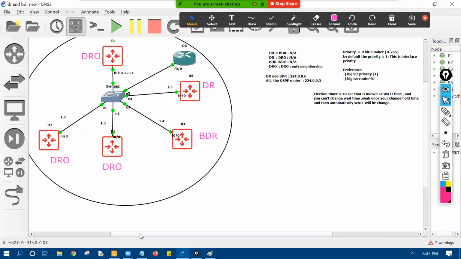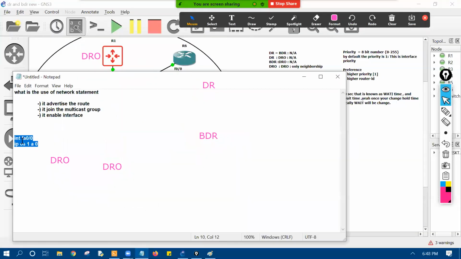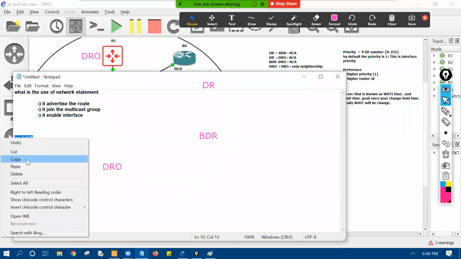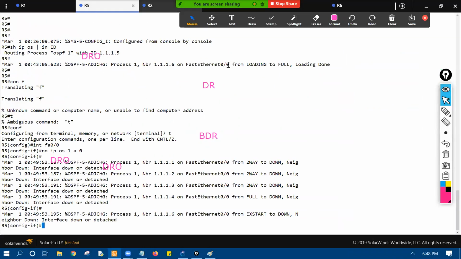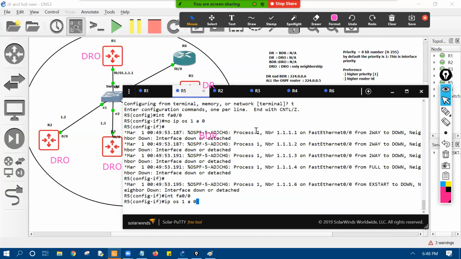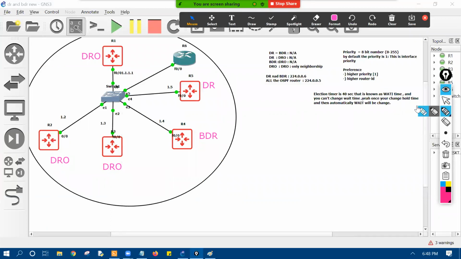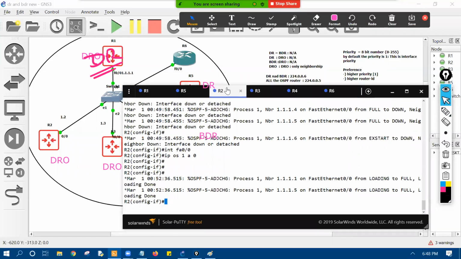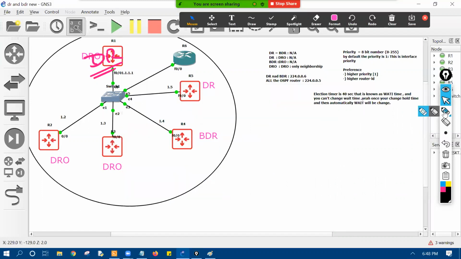And now let's do one thing. Let's configure the OSPF on every router. Now I'm going to configure the OSPF on R5, R2, R3, R4, R6. So already R1 has become the DR. Now tell me who will become the BDR. Now I have enabled the OSPF on every router. If you go to R2, do show IP OSPF interface 0/0. Okay, the timer has completed. Now tell me who will become the DR and BDR in this domain.